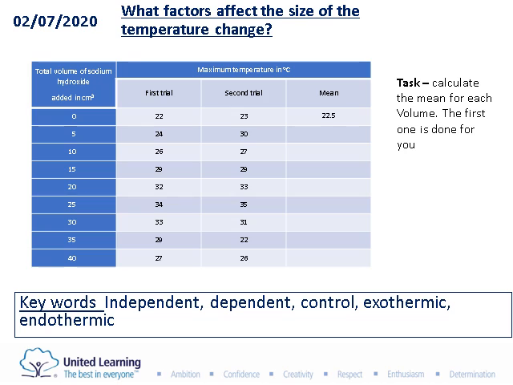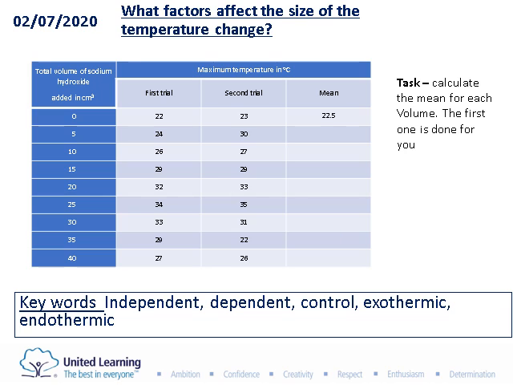So now we know what we're measuring and what we're changing. You've got some secondary data because obviously you aren't able to carry out an investigation like this at home, okay? So we've got some secondary data here, and what I would like you to do for each of the conditions, so each of the volumes of sodium hydroxide, is to calculate the mean for each one, okay?